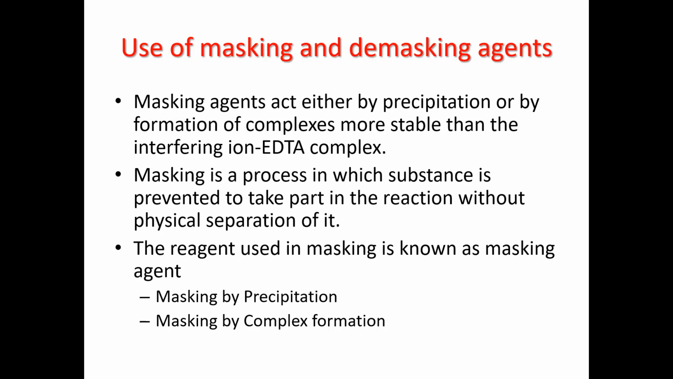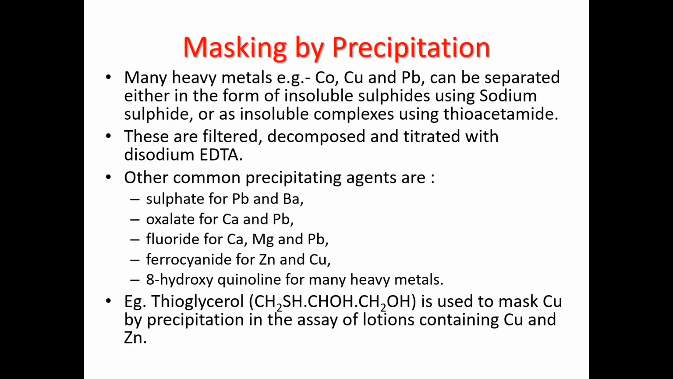The process by which a substance is prevented from taking part in the reaction without physically separating it, like the one we said before, is called a masking process, and what is used is the masking agent. So you can mask by precipitation, and this is common with some heavy metals like cobalt, copper, and lead. They form insoluble sulfides using sodium sulfide, or they form insoluble complexes using thioacetamide. When the complex is formed by precipitation, it is filtered, decomposed, and then titrated with disodium EDTA.